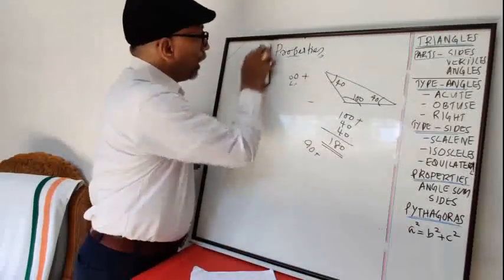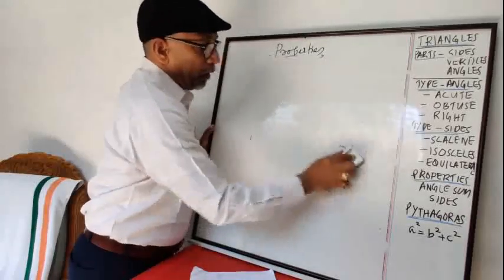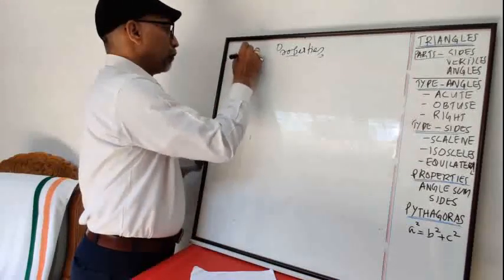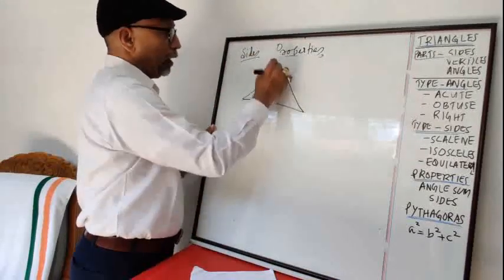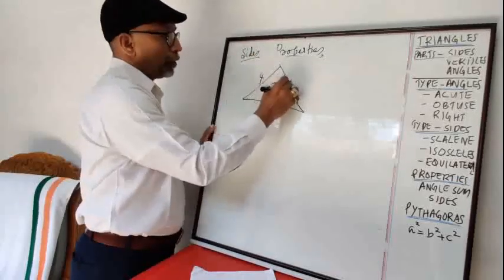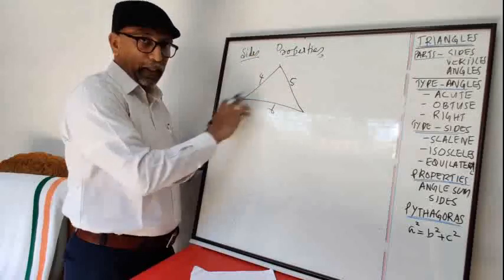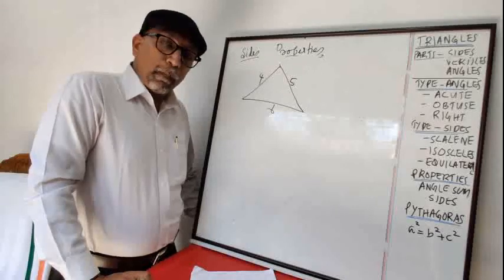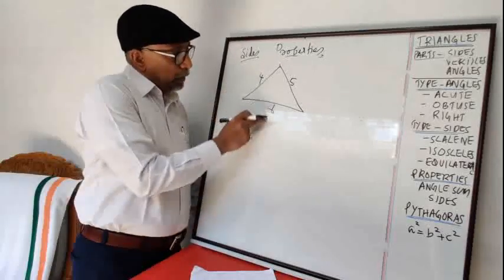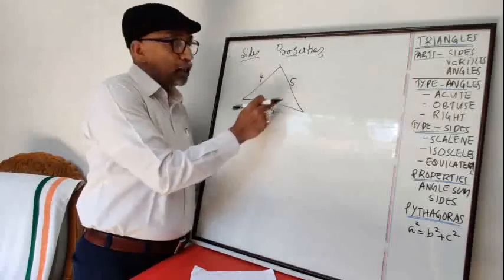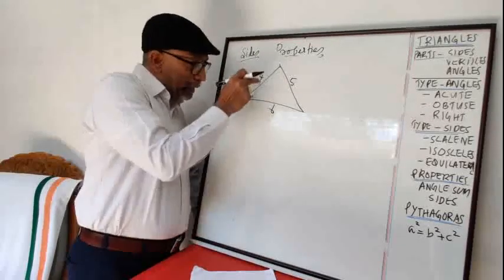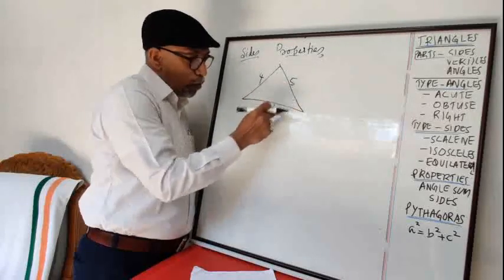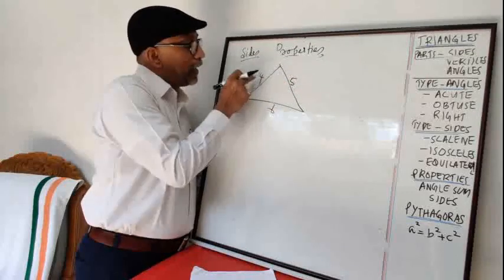Now, if you consider the properties of the triangle with the help of the sides, this is the triangle. Then, as we mentioned last time, 4, 5, 6. These are the three sides of the triangle. Take any. A very important property by looking at the sides: the sum of any two sides of a triangle is greater than the third side.